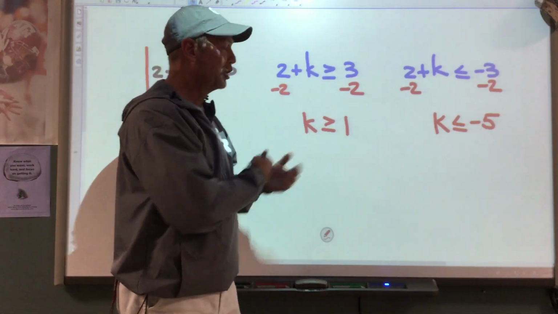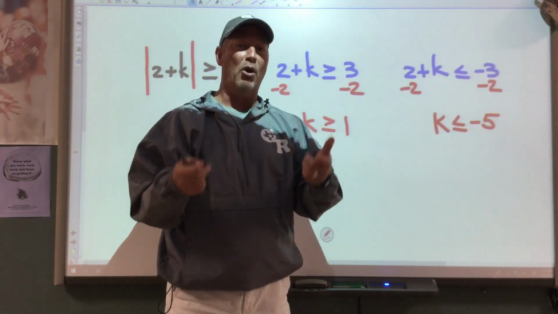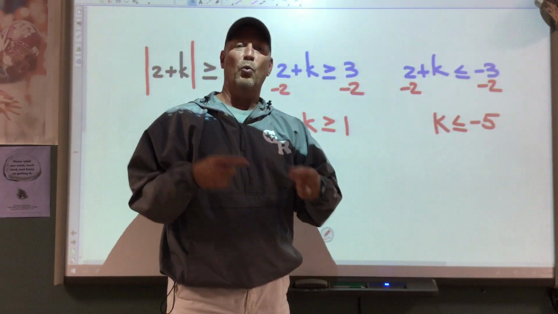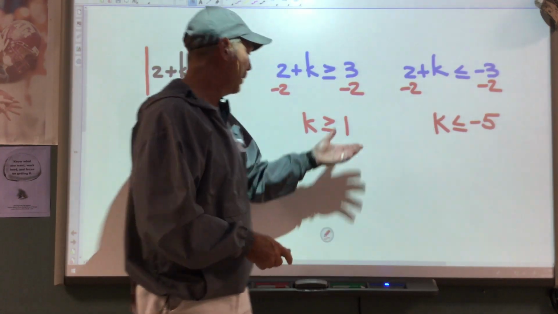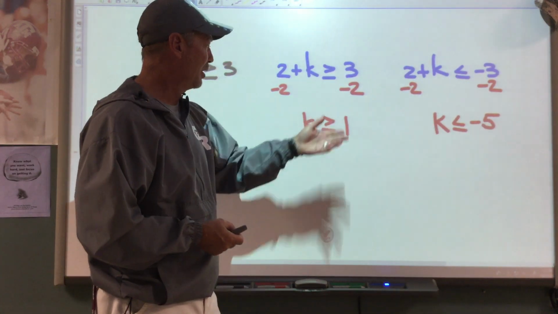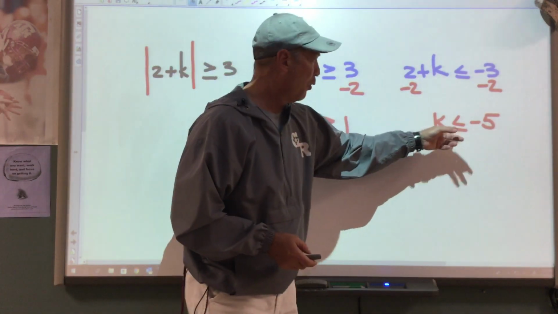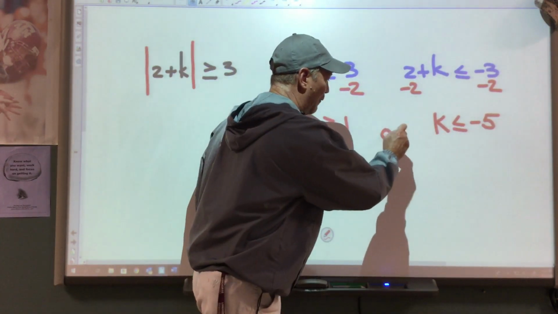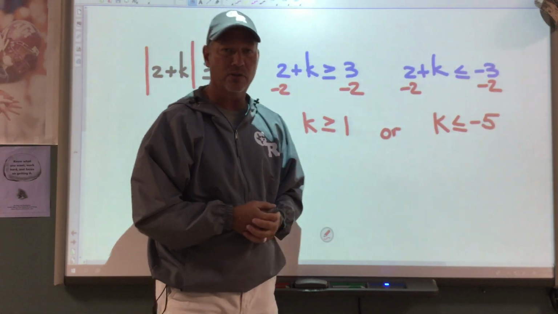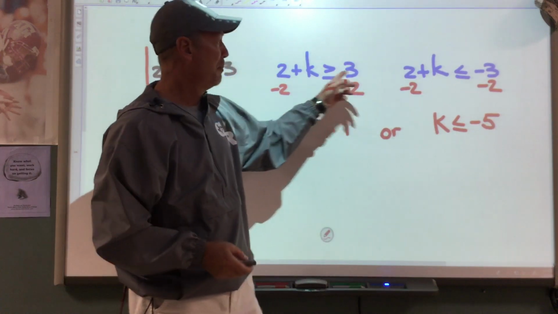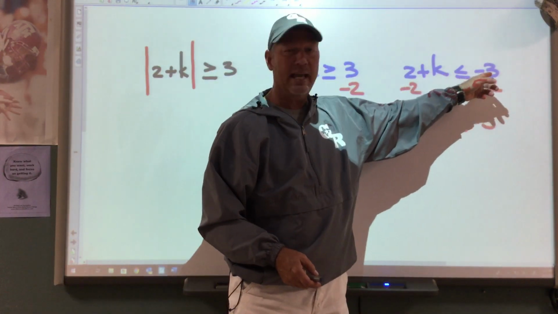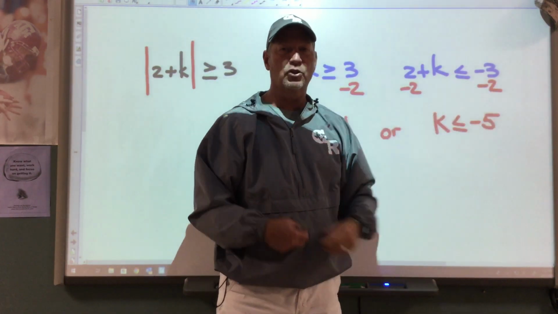Now, we're just going to solve these today. Tomorrow, you'll have another video where we're going to talk about graphing them on a number line. But as of now, we know that k is bigger than 1 or k is less than negative 5. We're going to say that's an or for our answer. Not bad. But you have to remember to flip your symbol and also take the opposite. Let's try another example.